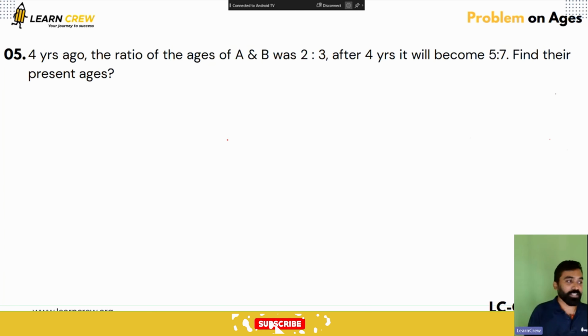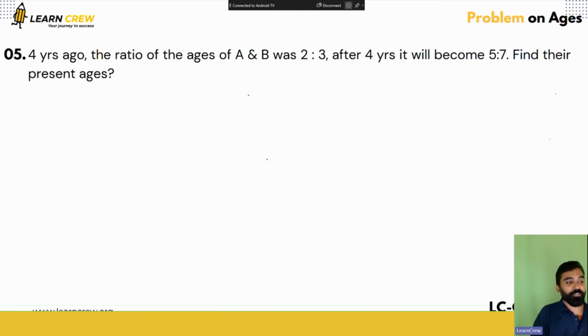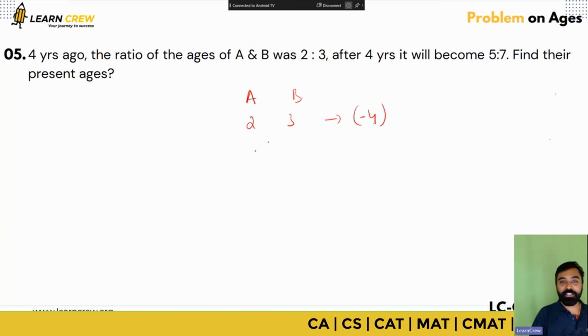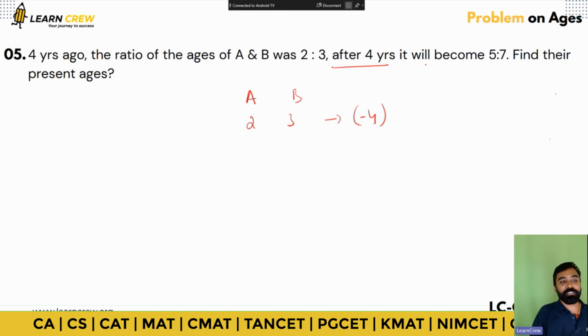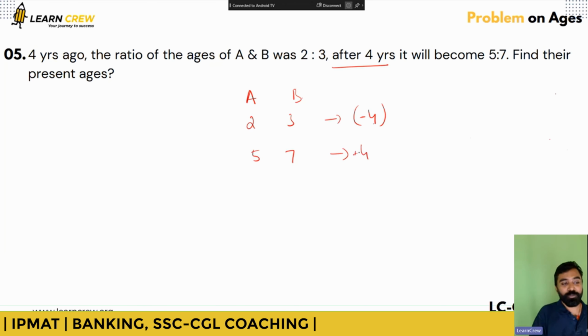4 years ago, the ratio of the ages of A and B was 2 is to 3. After 4 years, it will become 5 is to 7. Find their present ages. Write down. Whenever you get A, B as 2:3, this was 4 years ago, so minus 4. Write it down step by step. No issues; once you're getting familiar with it, then you can play around easily. After 4 years, it will become 5:7, so it's going to be plus 4.